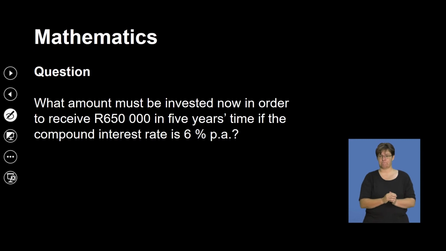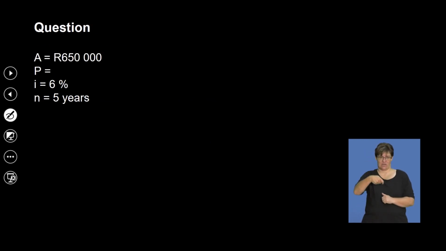Now, what amount must be invested now in order to receive 650,000 in 5 years' time if compound interest rate is 6% per annum, right? So what amount must I invest now talks about the P value. So what must I put in the bank now so that 5 years later I can have 650,000? So the value of A is the 650,000.